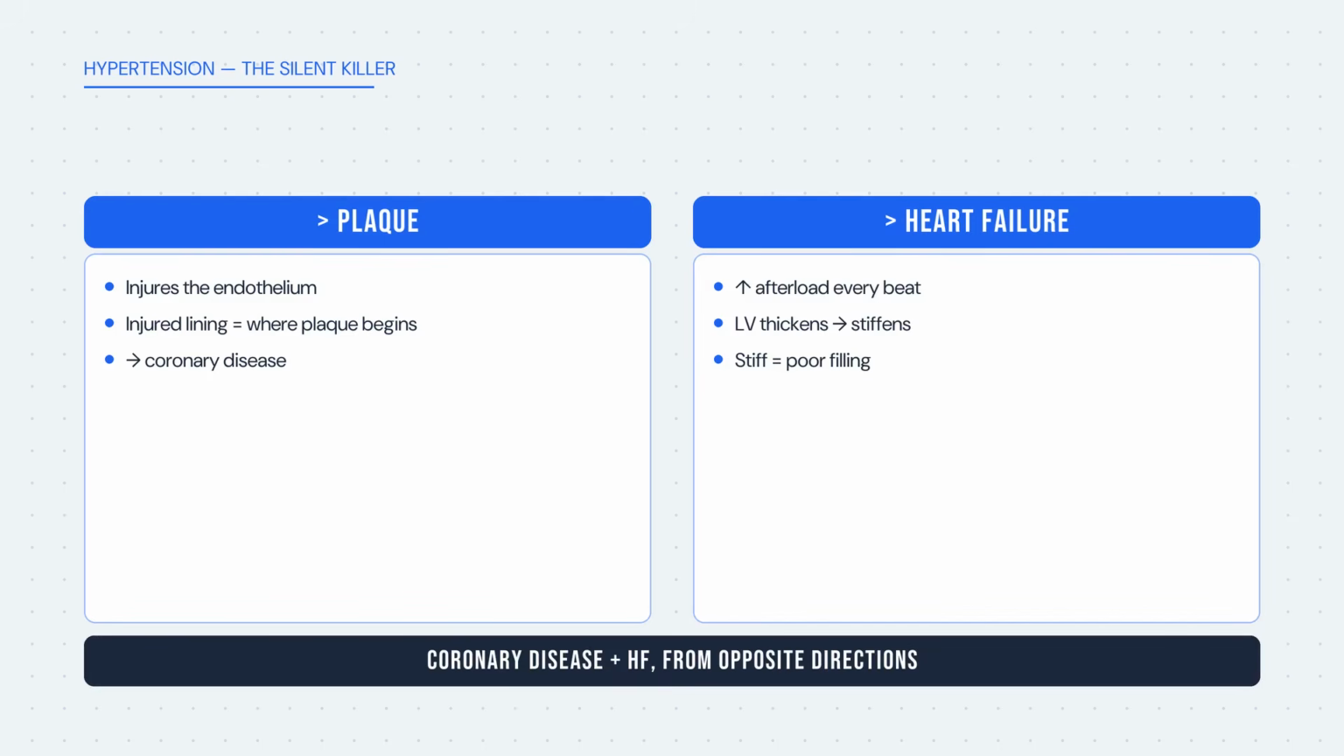It is called the silent killer for a literal reason. The pressure damages arteries for years without producing a single symptom. High pressure injures the endothelium, the smooth inner lining of the vessel, and injured endothelium is where plaque begins. Meanwhile, the left ventricle, pushing against that afterload every beat, thickens. A thick ventricle is a stiff ventricle, and a stiff ventricle does not fill well. So untreated hypertension gives you coronary disease and heart failure at the same time, from opposite directions.